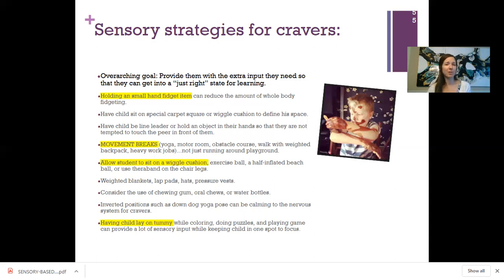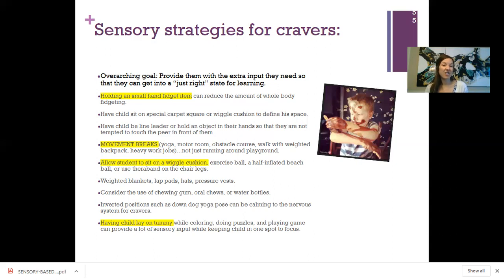Sometimes kids benefit from chewing gum. Even kids as young as preschool age can benefit from that, as long as they can be taught the rules, like where to put your gum when you're all done. Oral chews, water bottles, and inverted positions where your head is down below your body, like downward dog, tend to be quite calming to the nervous system for sensory cravers.